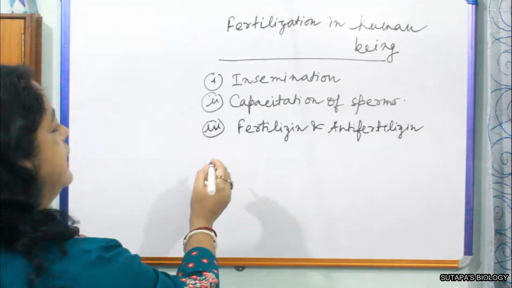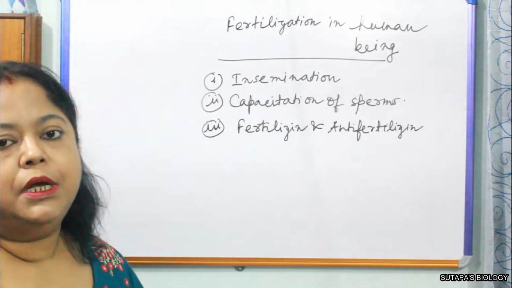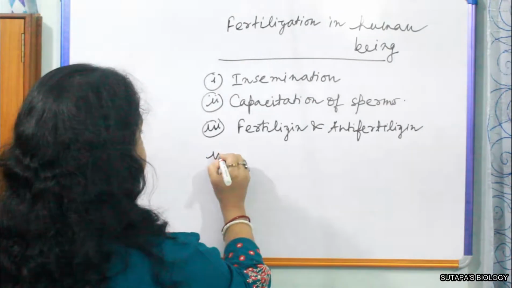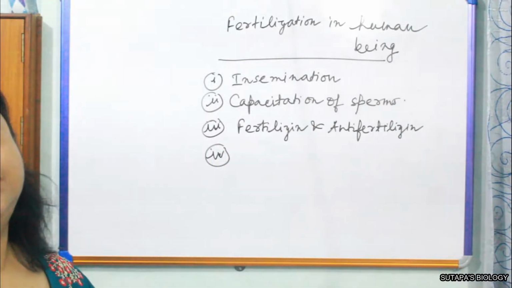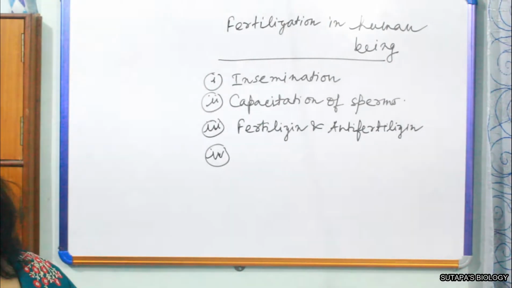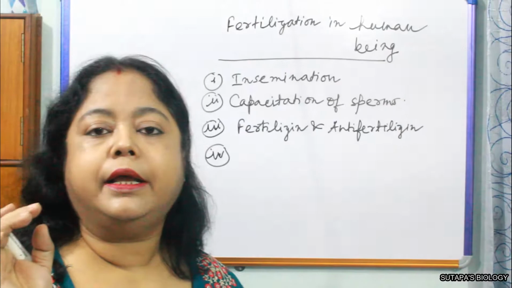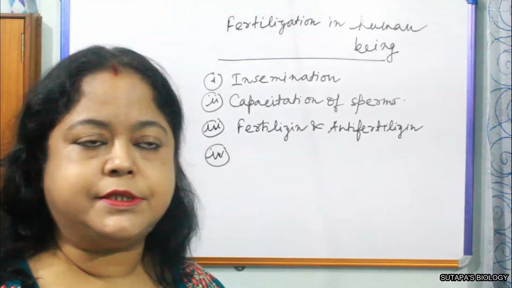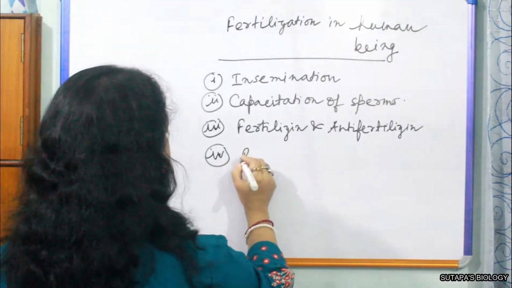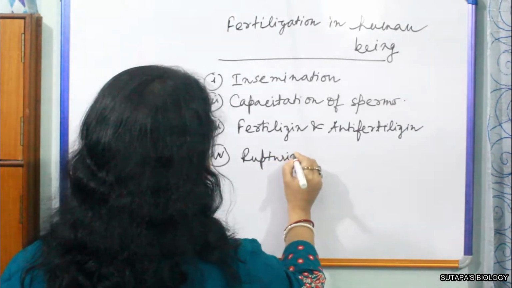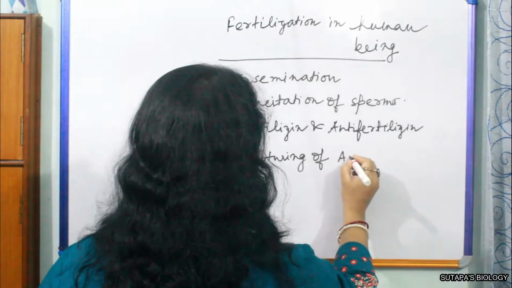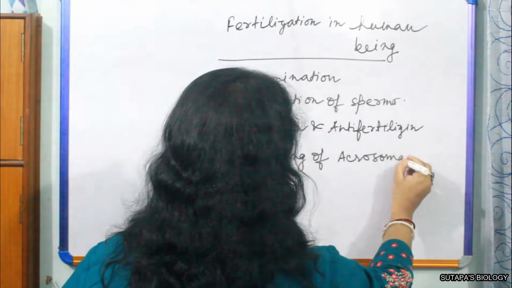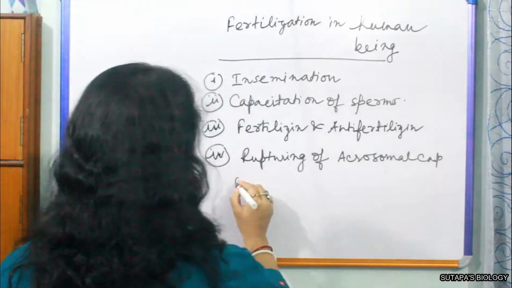Next, if there is a viable ovum, then this fertilizin and anti-fertilizin reaction will take place, and after that the acrosomal cap of the sperm will break to release different enzymes like hyaluronidase, the main one, lysine, protease, etc. So rupturing of the acrosomal cap of the sperm.